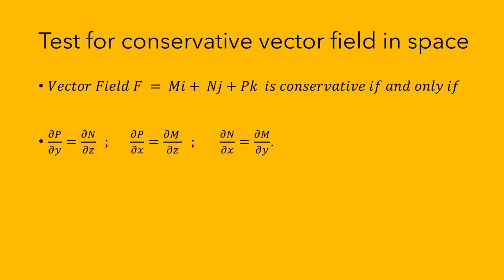If you have got a vector field in space, then you may have m i plus n j plus p k. In that case, you have to verify whether dou n by dou x is dou m by dou y, dou n by dou z is dou p by dou y, and dou p by dou x is dou m by dou z. If all these three equations are true, then you can say that the vector field F bar is conservative.